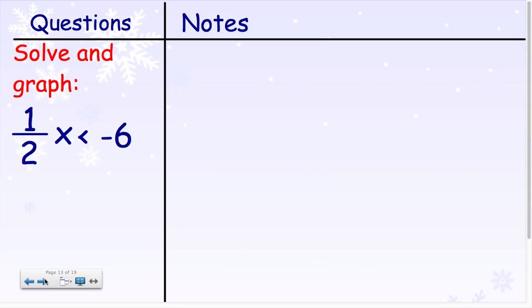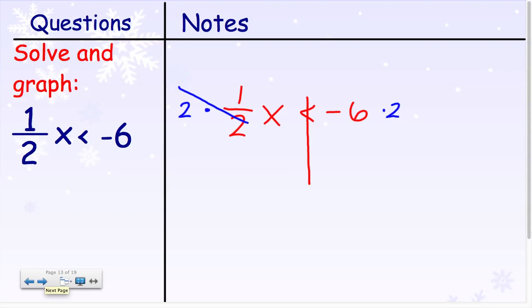1/2 x is less than negative 6. Train tracks. Now think back to chapter 2. What did we do when we had a fraction? The way we get rid of a fraction is by timesing by the reciprocal. So the reciprocal of 1/2 is 2 over 1, or 2. You can write it as a fraction if you want, but if it makes a whole number, I usually just multiply by the whole number. 2 over 1 times 1 over 2 makes 1.